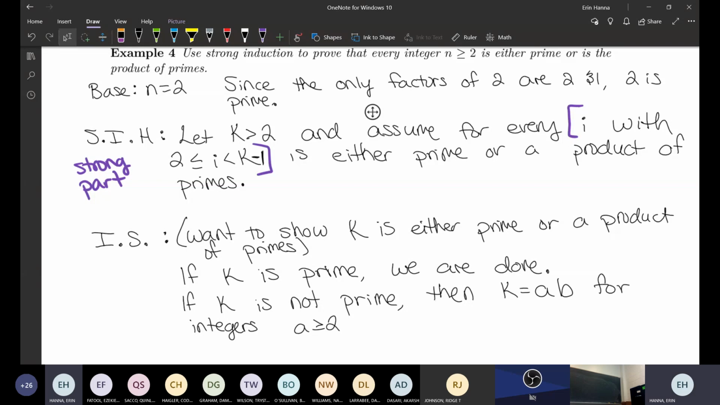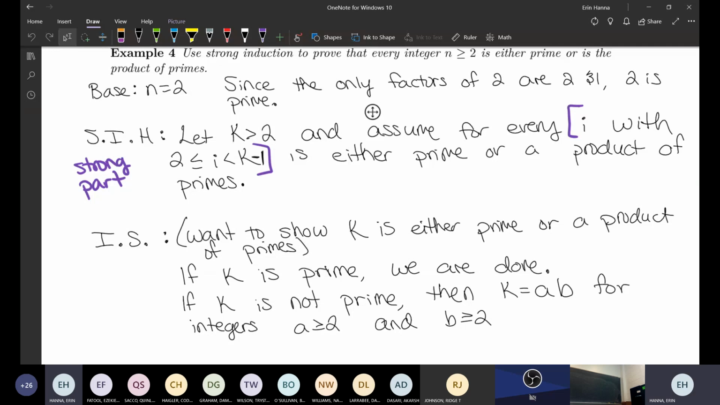So if K is prime, we're done. I think that was said already before I cut out, but I'll just say it again just in case. So if K is prime, we're done because it's prime. If it's not prime, it can essentially be broken up into two factors that aren't 1 or K. So we have that K is equal to A times B for integers A greater than or equal to 2 and B greater than or equal to 2. And we can say that because K is larger than 2, because we already showed that it was true for 2, and we're assuming that K is greater than 2. So essentially we can break it down into two numbers that are multiplied together to make it.